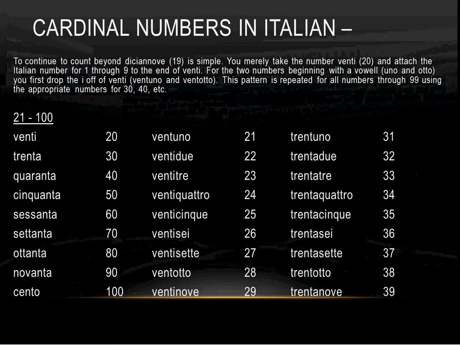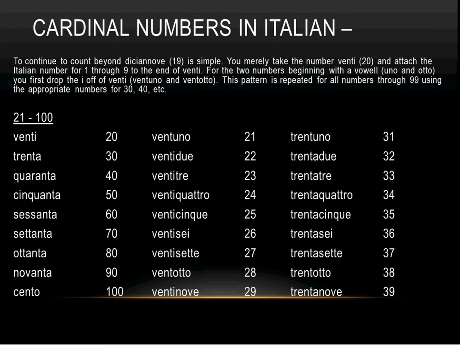Okay. Now, for anything 20 and over, it gets much simpler and it's a little bit different. For instance, let's count by tens, or the numbers for 20 through 100. We have 20, 30, 40, 50, 60, 70, 80, 90, 100.